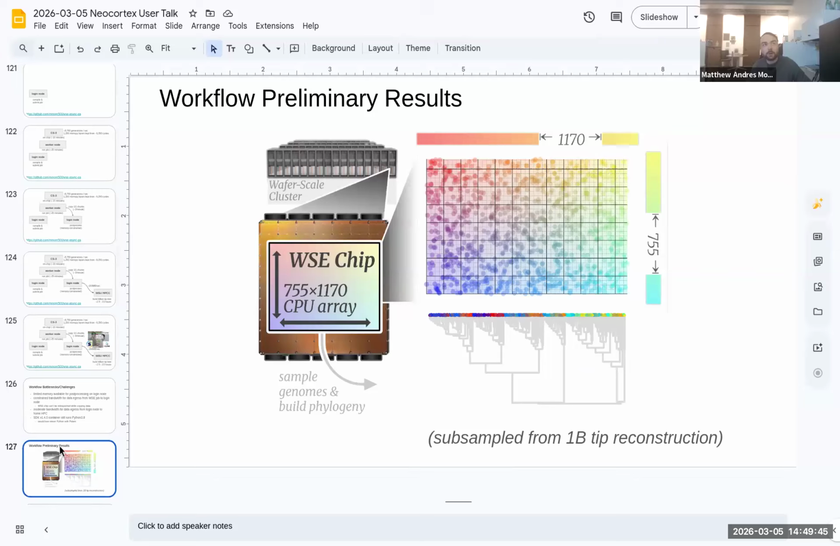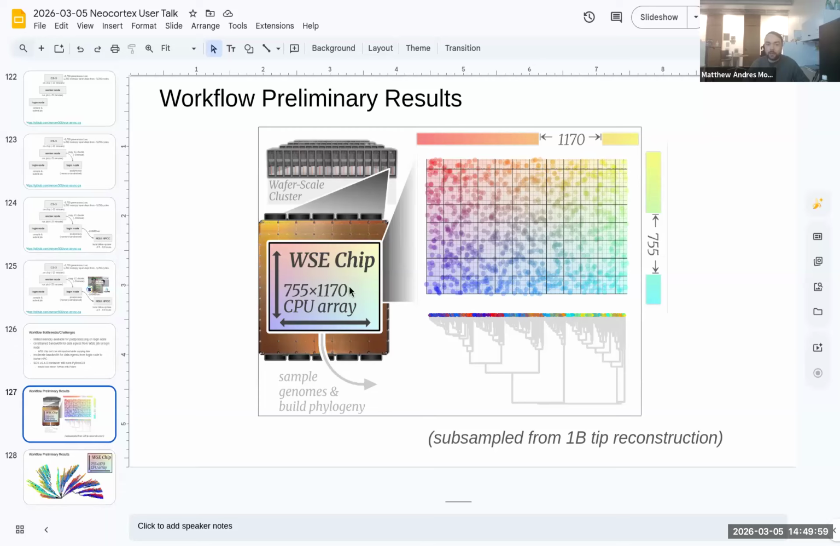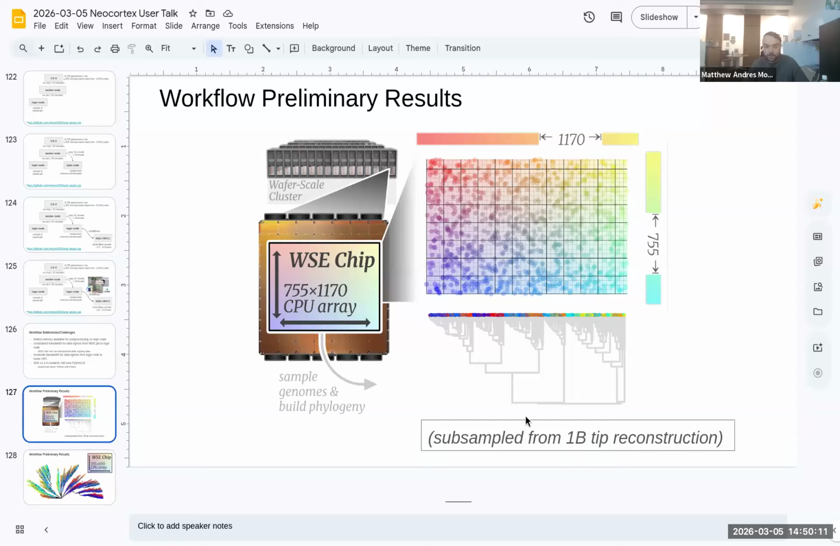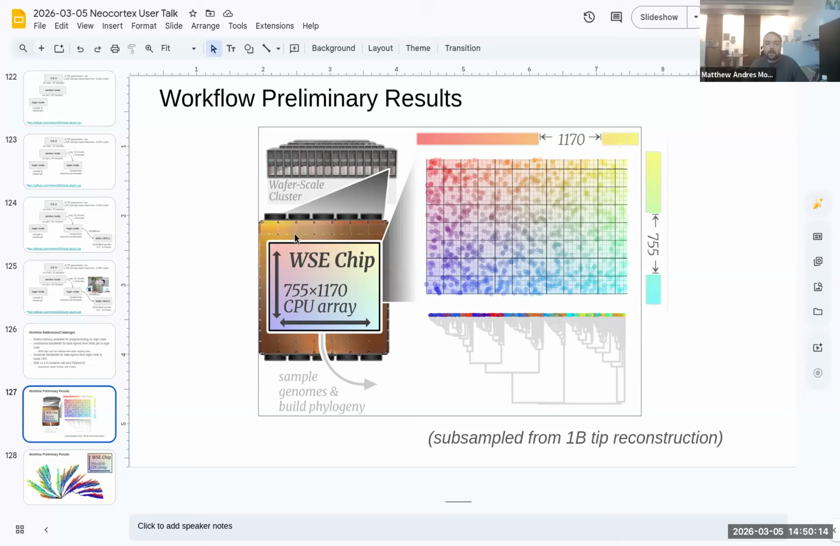But now we can get into the fun part and look at pretty pictures to actually see some of this data that we've been able to get off the chip and the phylogenies we've been able to build from it. So what I have on this slide is a schematic of one of the phylogenies, or a subsample from one of these billion-tip phylogenies that we generated using the Wafer-Scale Engine. In this visualization, the physical layout of the core, the processor element grid on the Wafer-Scale Engine, is color-coded here.